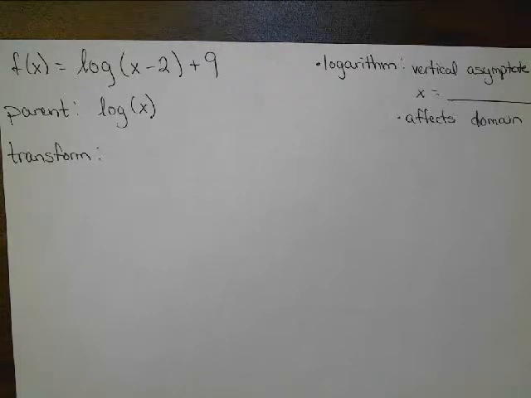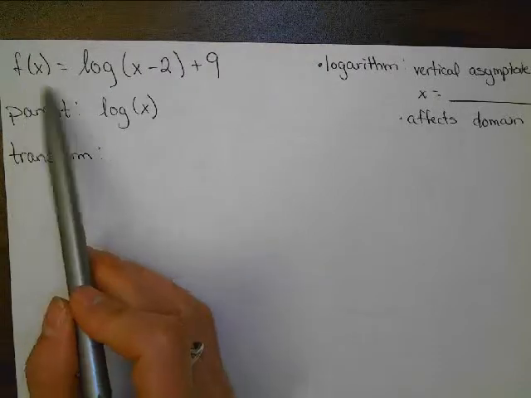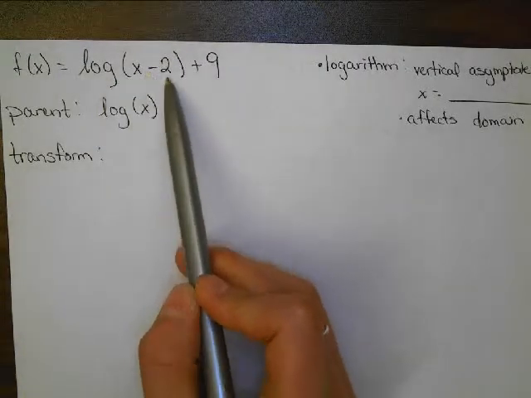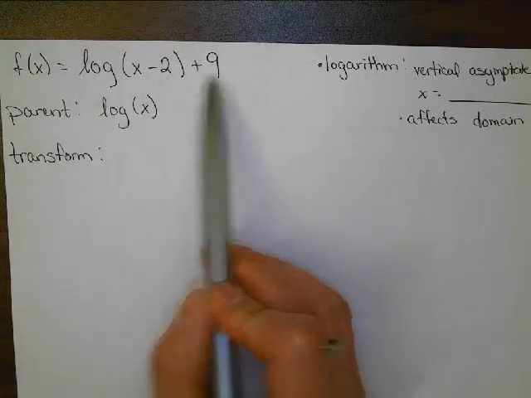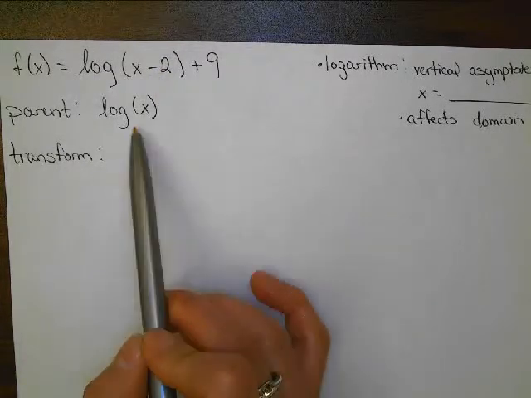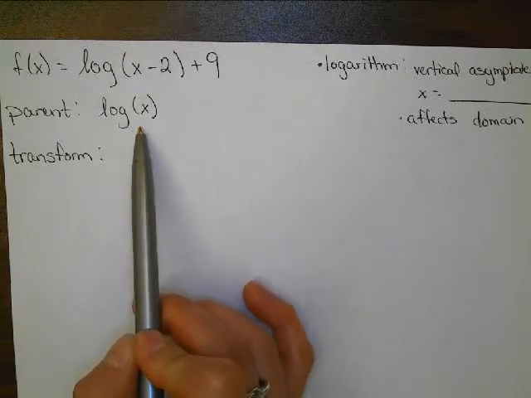In this video, we're talking about the logarithm function. We're going to do a quick example here. So I have f of x equals log of (x minus 2), notice that's in parentheses, plus 9 on the outside. So again, this is all the extra stuff, so that must mean my parent function is log of x.